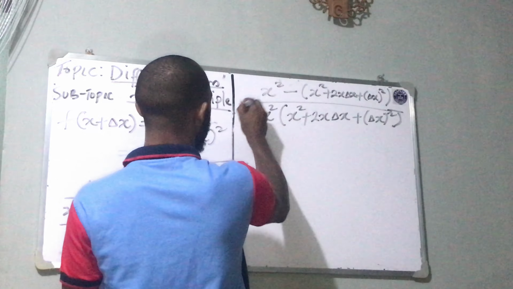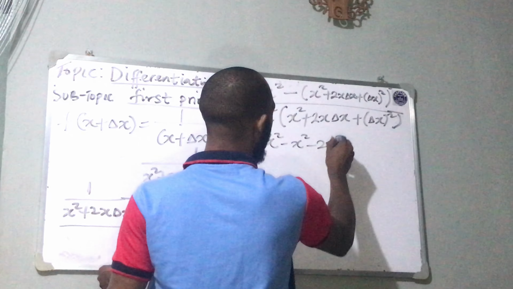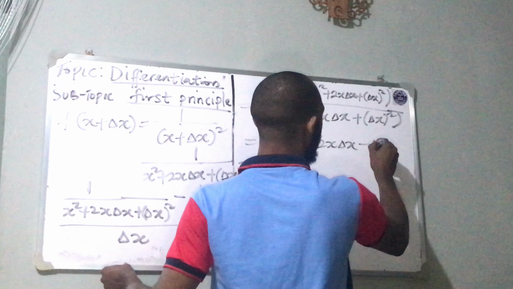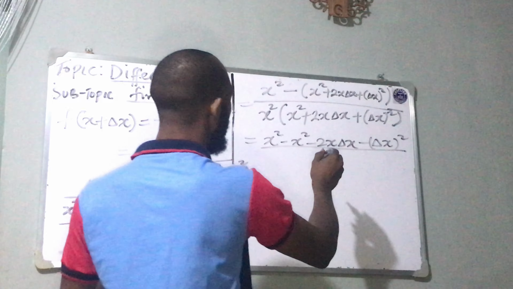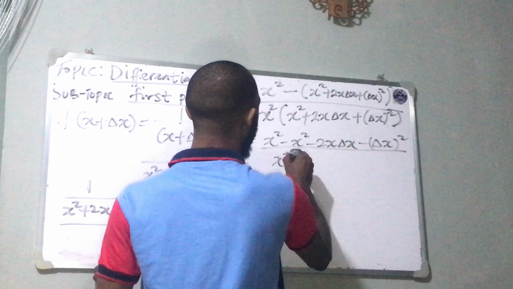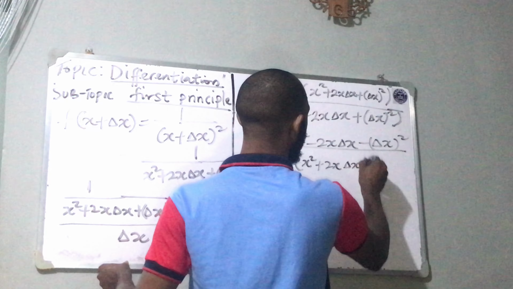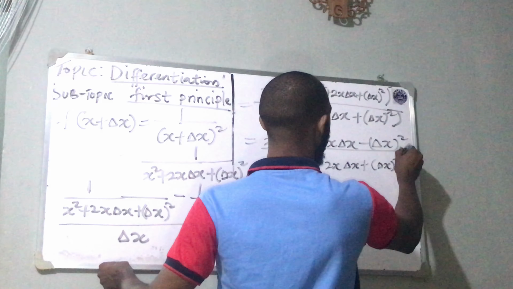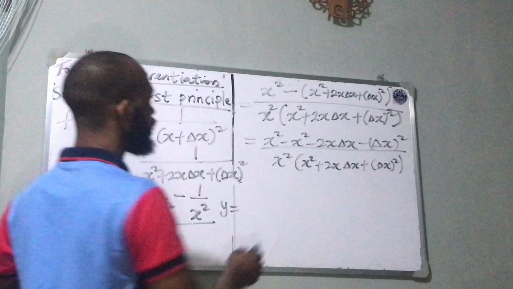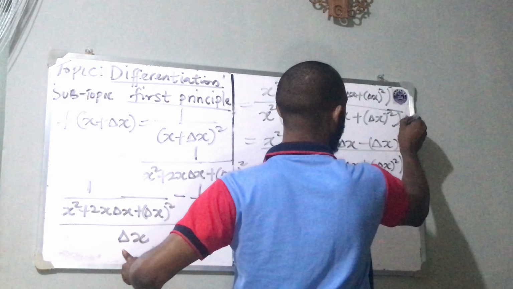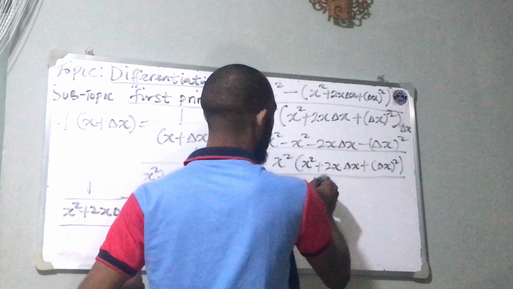So I expand that, I have x squared minus x squared minus 2x change in x minus change in x all squared, all over x squared plus 2x change in x plus change in x all squared. But I think we're forgetting something. This is all over change in x. So we should have all over change in x here. So I can just put it here, all over change in x.